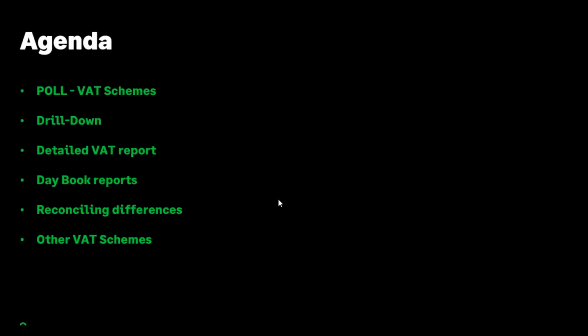Okay, so this is what we're going to do. First of all, we're going to do a really quick poll, and that poll is just to find out what schemes you're all using at the moment. And then we're going to move on to looking at the drill down function, and then we're going to look at the two sets of reports, so the detailed VAT report and the day books report. And we're going to go through any reconciliation of differences there as well.